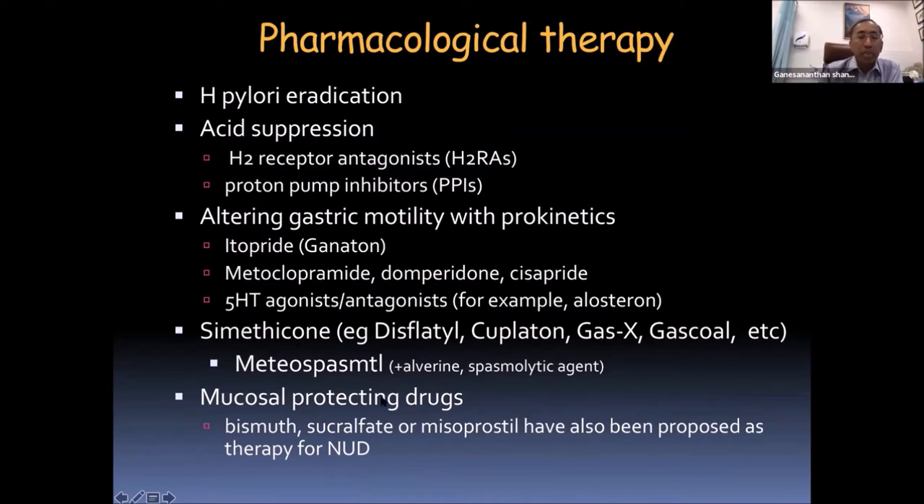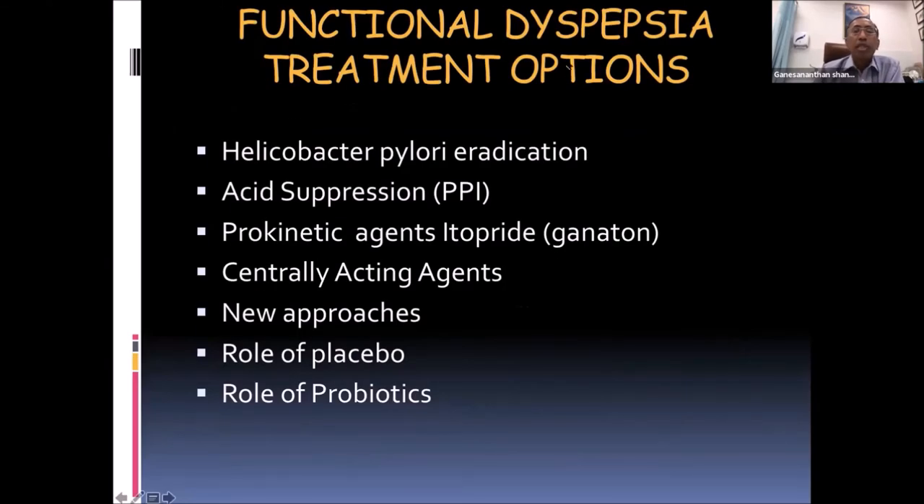Mucosal-protecting agents, you can use them. I don't use them very much. So for functional dyspepsia, the treatment options would be H. pylori eradication, acid suppression, prophylactic agents, and centrally acting drugs. Here would be your antidepressants.